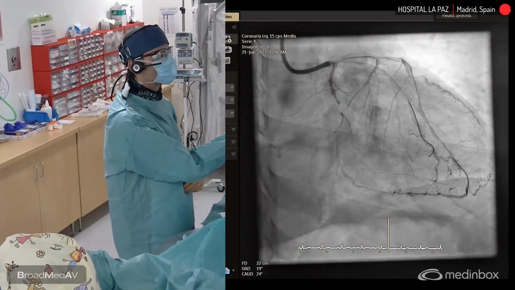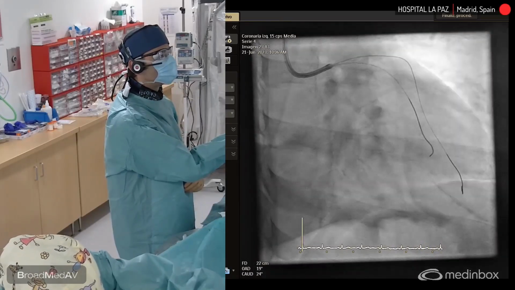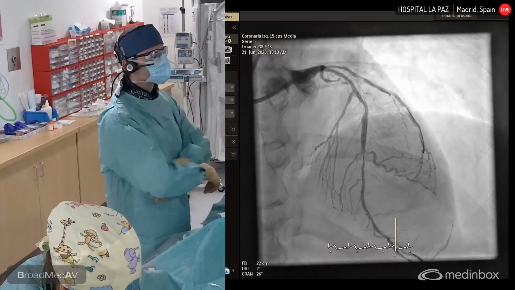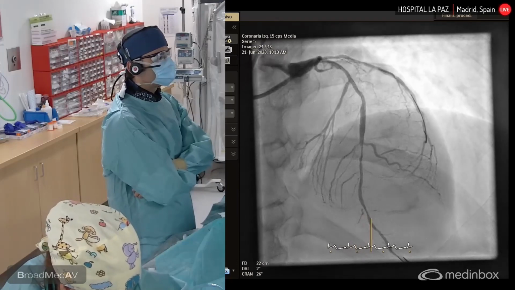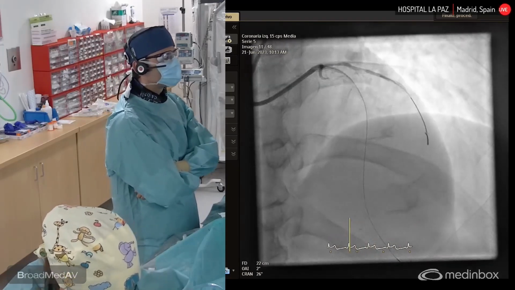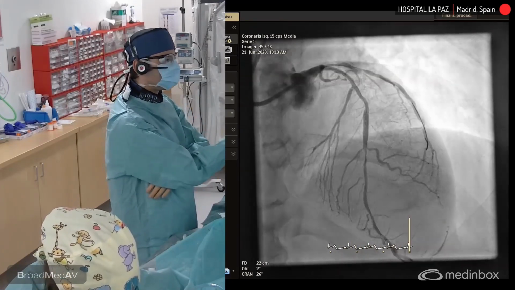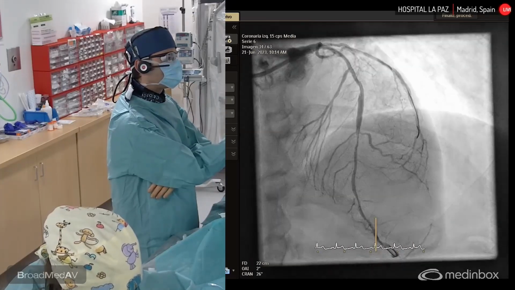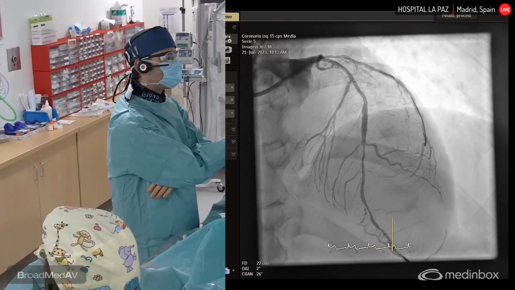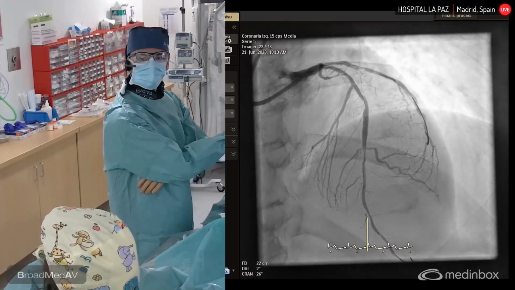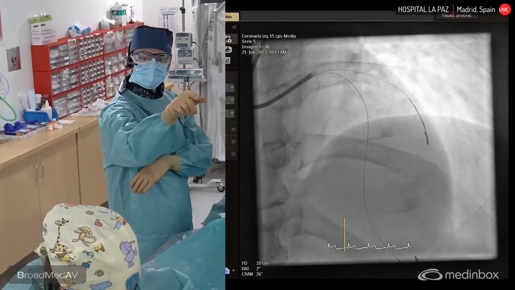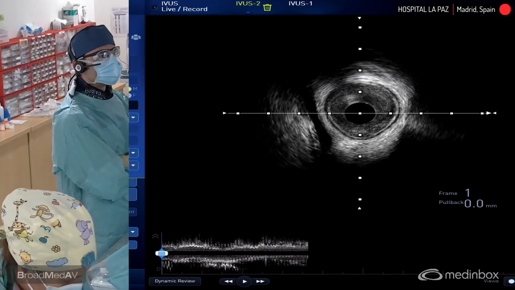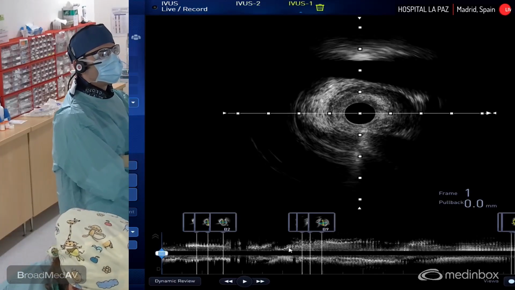Interestingly, we crossed a wire to the intermediate branch and to the LAD, and the patient developed some vasospasm of the LAD with anterior ST elevation. After administering nitroglycerin, we performed an IVUS. Borja, can you show the IVUS, please? The first one.